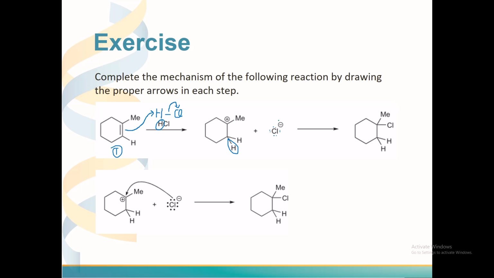Now, since this one is negative and this one is positive, this is what could happen. The lone pair of electrons in the chloride ion will attack the carbon where it is positive, thus forming a new bond. So this is the first step to form this, and then this is the second step to get this.